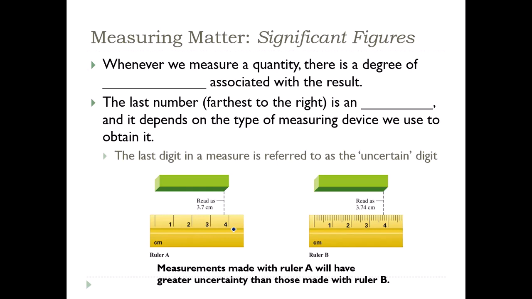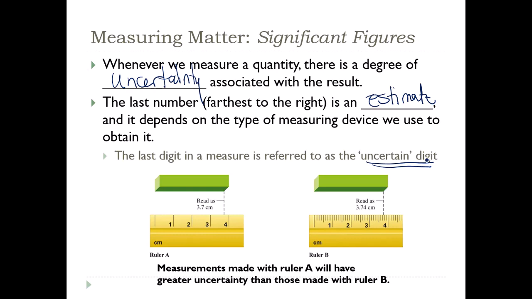And so whenever we measure a quantity, there is a degree of uncertainty associated with the result. And the last number, the one furthest to the right, is an estimate. And it depends on the type of measuring device we use to obtain it. And the last digit in a measurement is referred to as the uncertain digit. So that's the estimated digit.